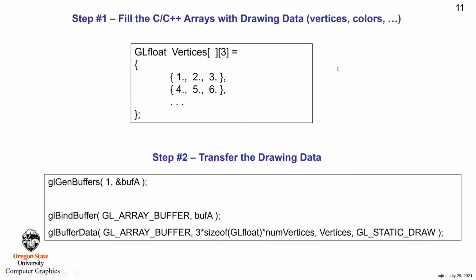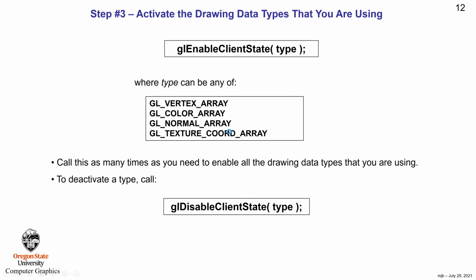Okay, so step one, fill your own arrays with the drawing data. It could be all vertices, it could be vertices and colors, vertices and normals, vertices and texture coordinates, or all of them together. You create the buffer handle, you bind it, and you load it. This is how many vertices I'm going to put in there. I'm just going to say it's only vertices. Each vertex is 3 floats here, times the number of vertices. Here's my array and static draw. Now that transfers all of that information over to GPU memory.